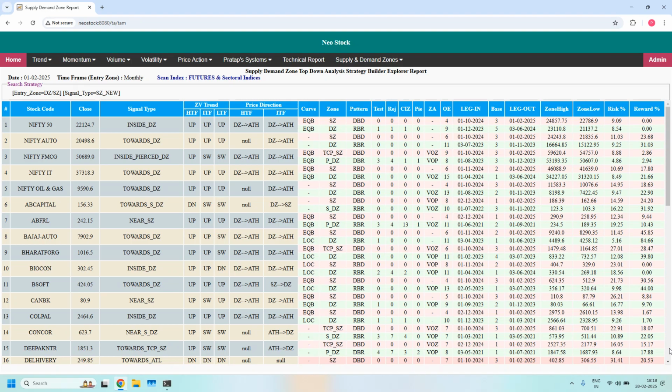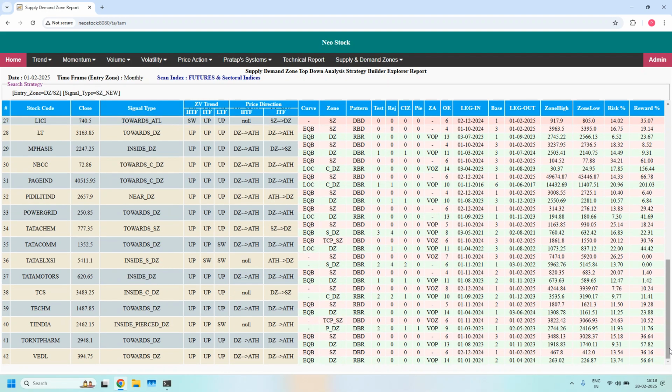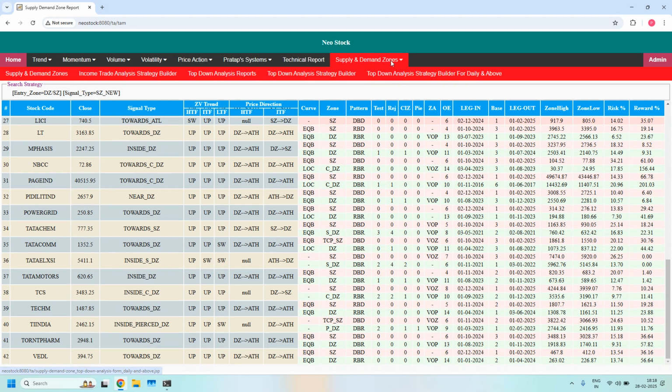Okay, I'm scrolling the list down so that you can find the total list having newly created monthly supply zones. So total 42 stocks are having newly created monthly supply zones. Okay, this is about monthly time frame. Next we will look into weekly reports. This is also the end of the week. I will generate few additional weekly reports in a similar way.